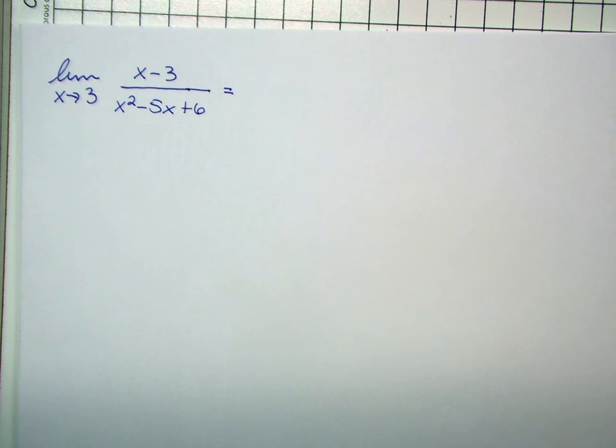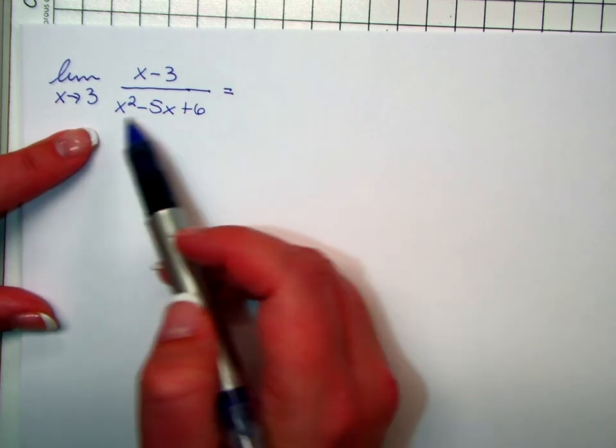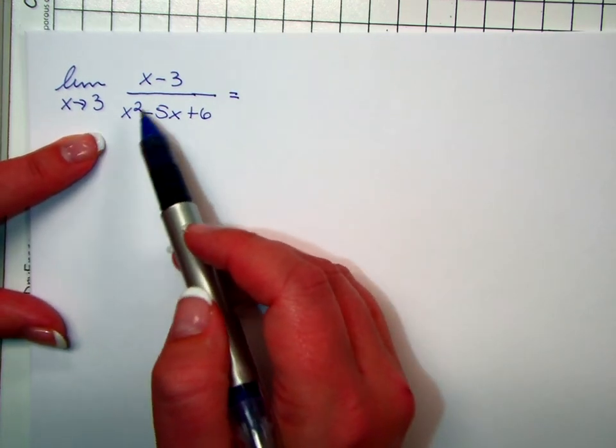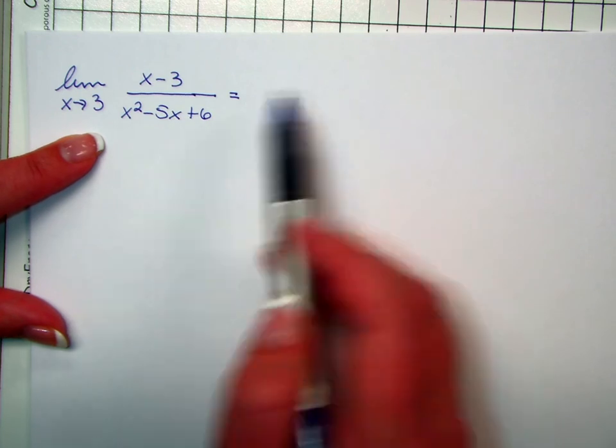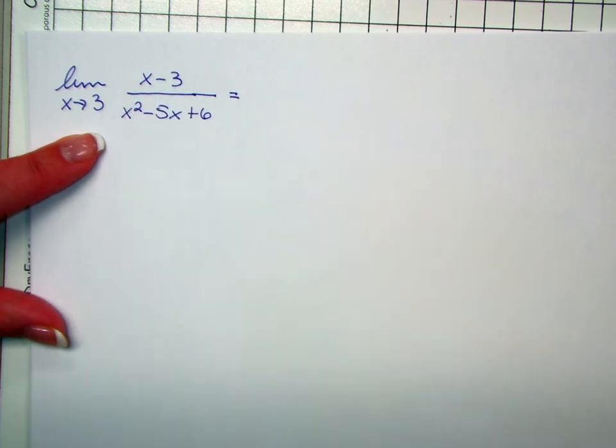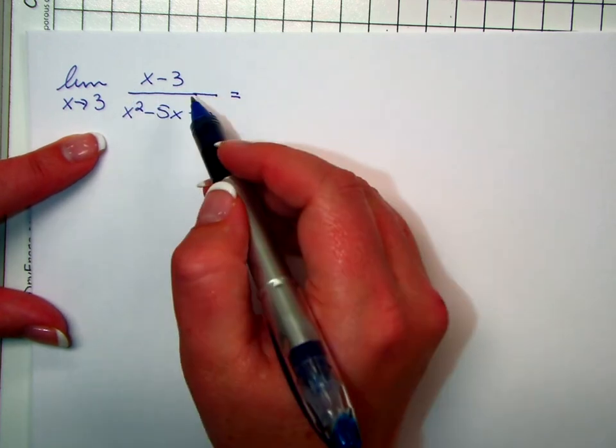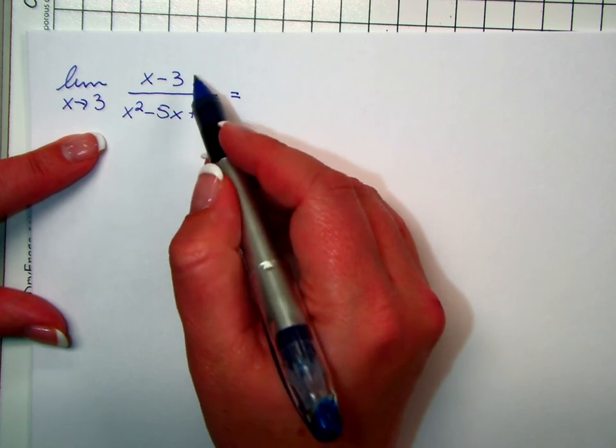All right, so here we have the limit as x approaches 3 of x minus 3 divided by x squared minus 5x plus 6. So I hope this is indeterminate, right? So we're going to test it. Now I know we can factor this and reduce it and evaluate it that way, but let's just see if we can apply L'Hopital's rule. So we got to make sure we get 0 over 0 or infinity over infinity.